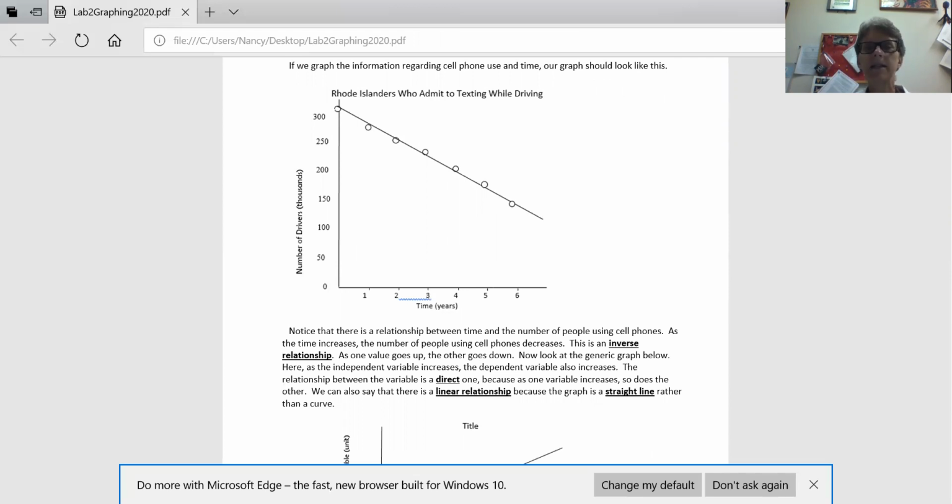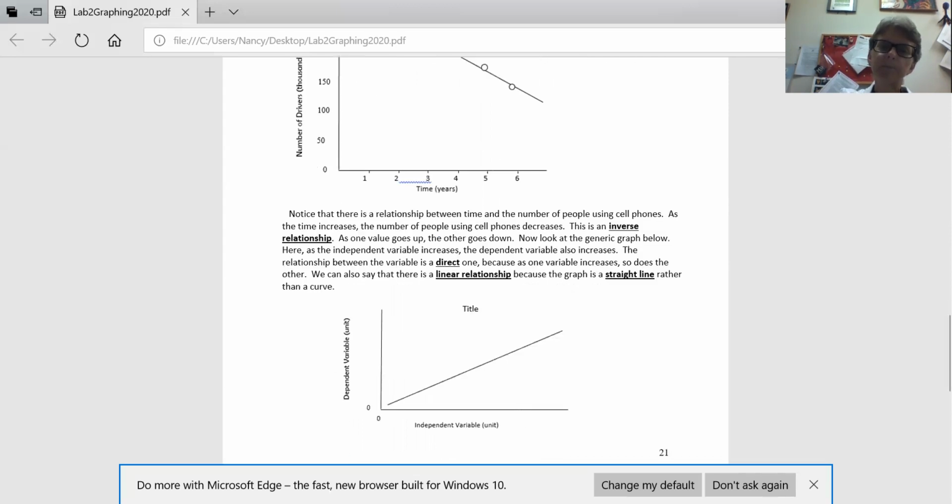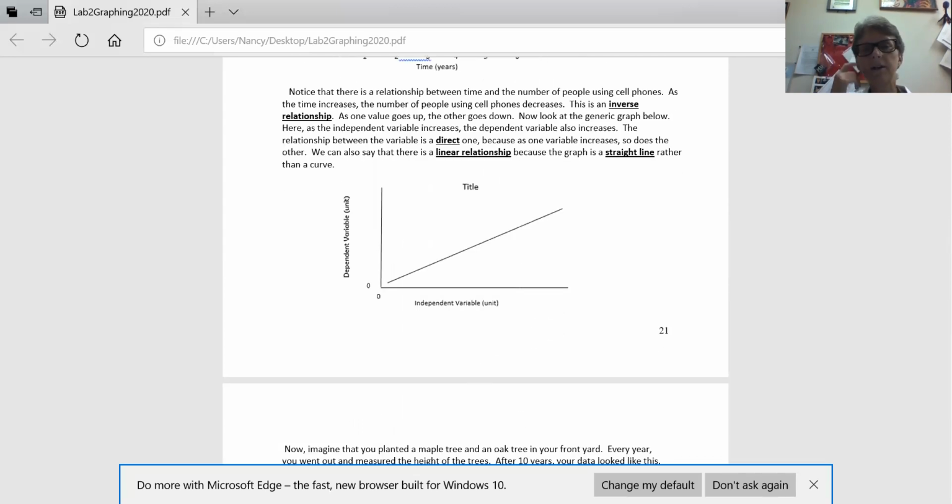Now, if we look at the graph of Rhode Islanders who admit to texting while driving, we plot that data, it looks like this. So over the years, the number of people who admit to texting while driving has dropped significantly. This is called an inverse relationship. This is where one value is going up, the other is going down. So as time is increasing, number of people is decreasing. That's an inverse relationship. As opposed to this particular graph here, where you see the line going up, that's called a direct or a linear relationship, because as one variable increases, so does the other.